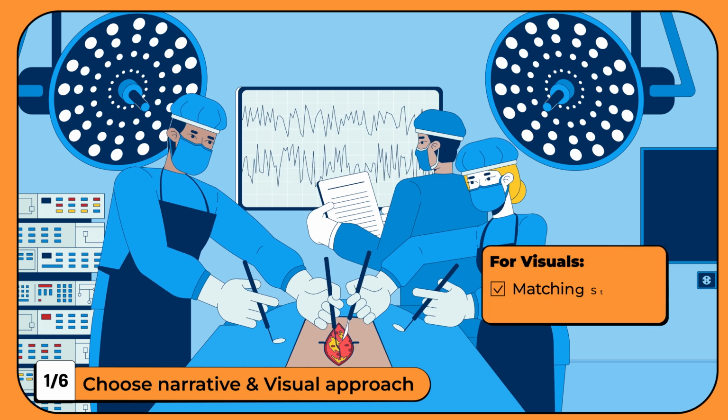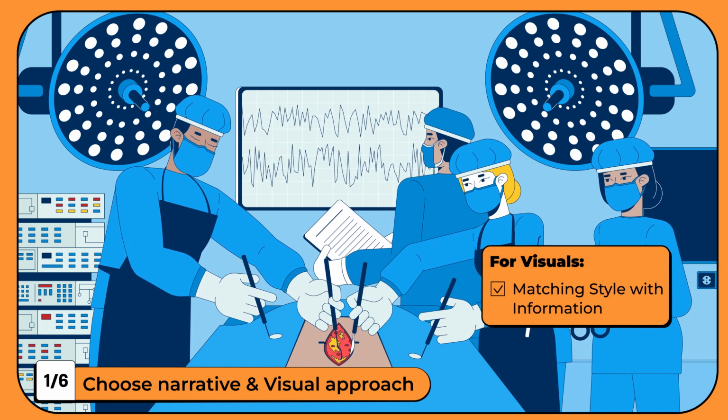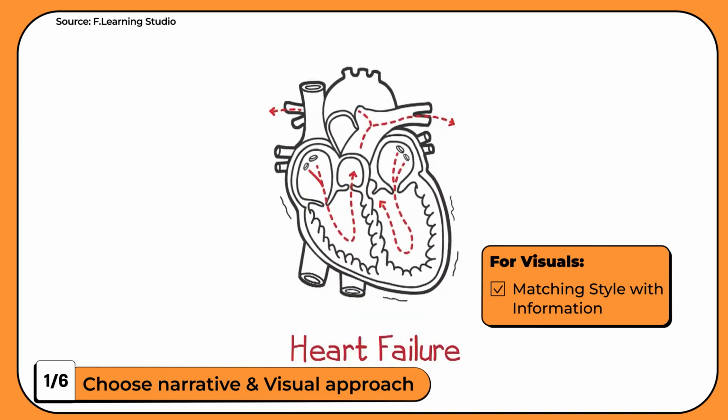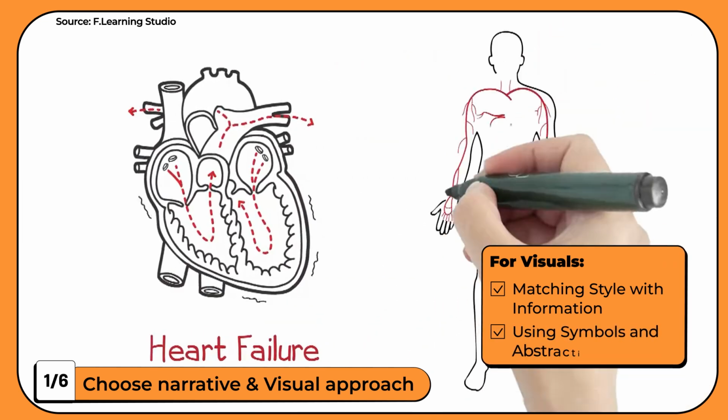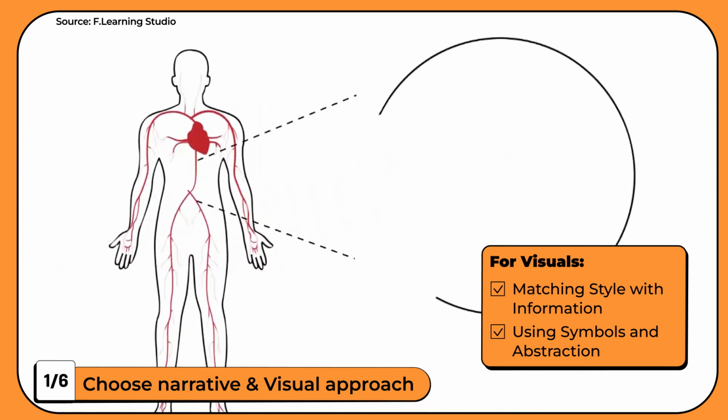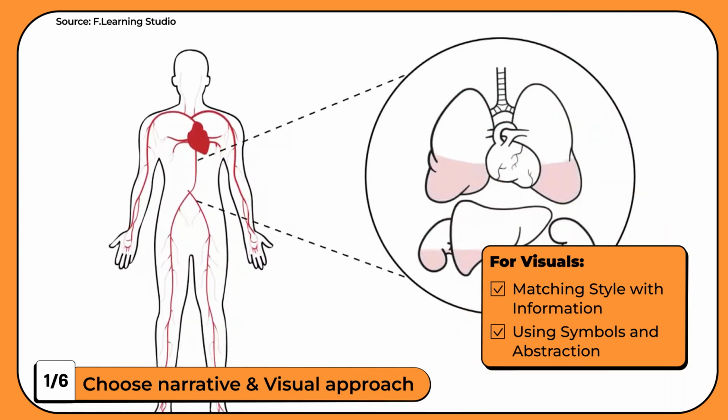For visuals, pick a style that fits the topic. A serious surgery might need a professional tone, while a general education piece can feel warmer and more approachable. Use symbols to convey key ideas quickly, and abstraction to soften sensitive visuals, showing essential steps without unnecessary intensity.